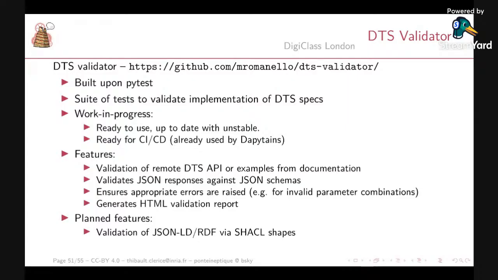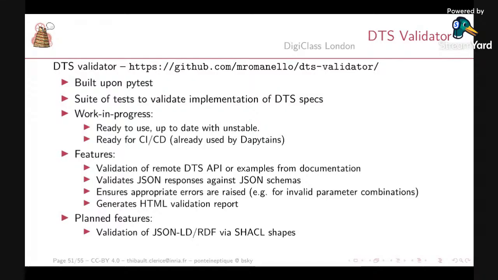The way it was built is, it's possible to use, I put work in progress and after reading. Anyway, it's ready to use. It's up to date with the unstable version of DTS. And it's also ready for continuous integration and continuous development. So if you are building a DTS API and you want to run tests on it, every time you do a commit, you can use a DTS validator on it, which is a huge thing, I think, for DTS.